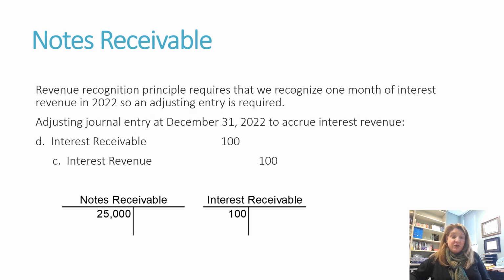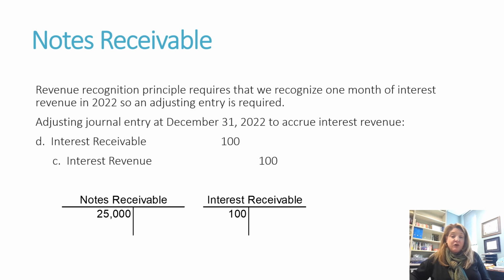We accepted the note on December 1, 1 month has passed. It's the end of 2022. We're getting ready to put together our financial statements, and we want that interest revenue to show up on our 2022 income statement. So we're going to make this adjusting entry. We're going to debit interest receivable and credit interest revenue for $100.